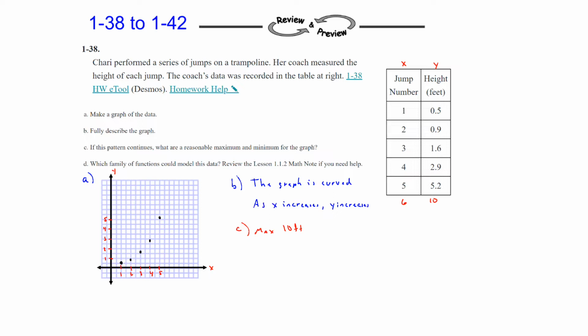And then the min will be a value of 0 feet, because you haven't jumped yet, so you're still on the trampoline. And then part D wants to know which family of functions could model this data. If you go back and look at the math notes, I'm going to draw it in and then take it out because they don't connect, but it looks like that, which would be considered exponential. So it's part of our exponential function family.